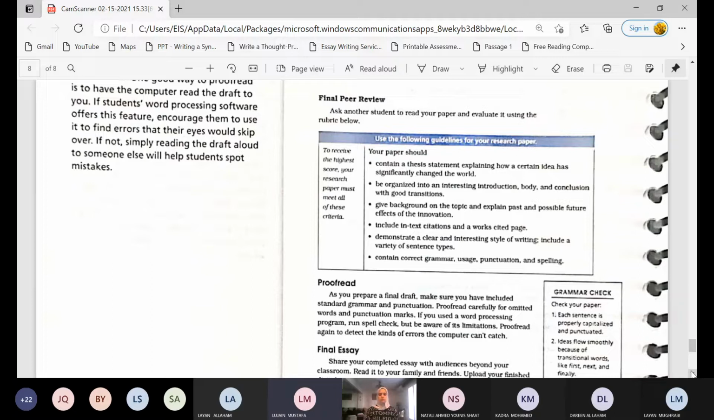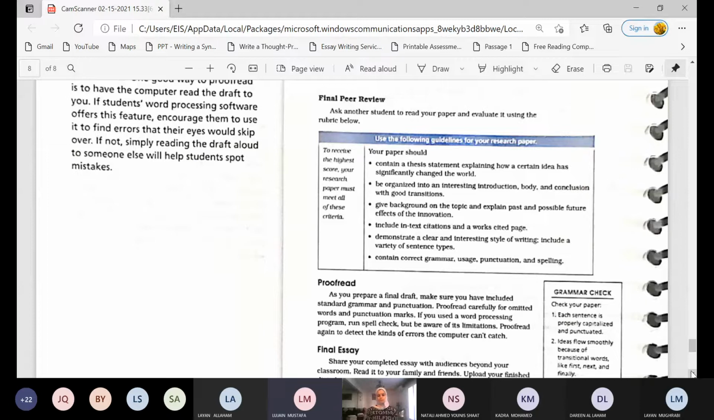Your paper should: 1. Contain a thesis statement explaining how a certain idea has significantly changed the world. 2. Be organized into an interesting introduction, body, and conclusion with good transitions. 3. Give background on the topic and explain past and possible future effects of the innovation. 4. Include in-text citations. Why? Because it's about an innovation, how it changed the world.